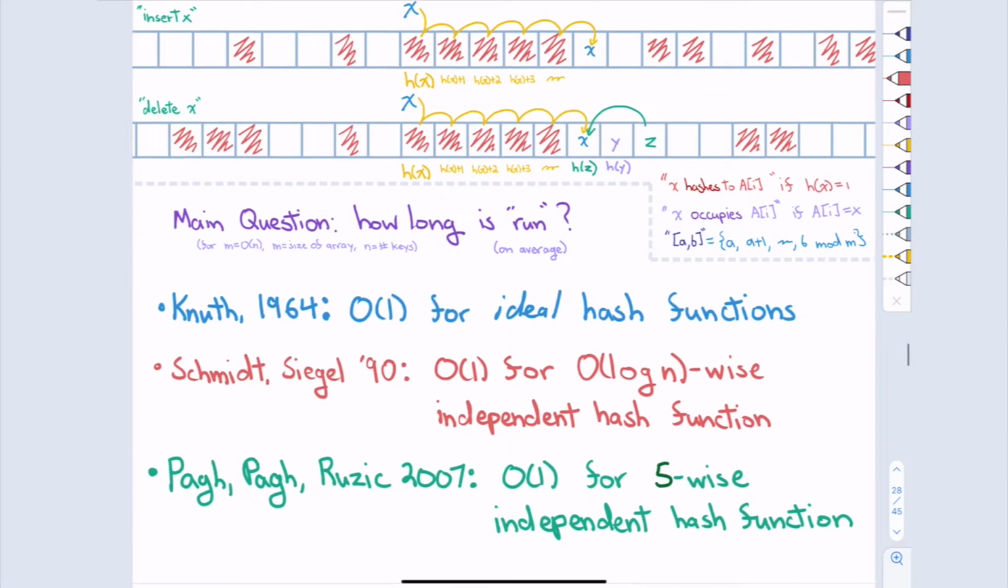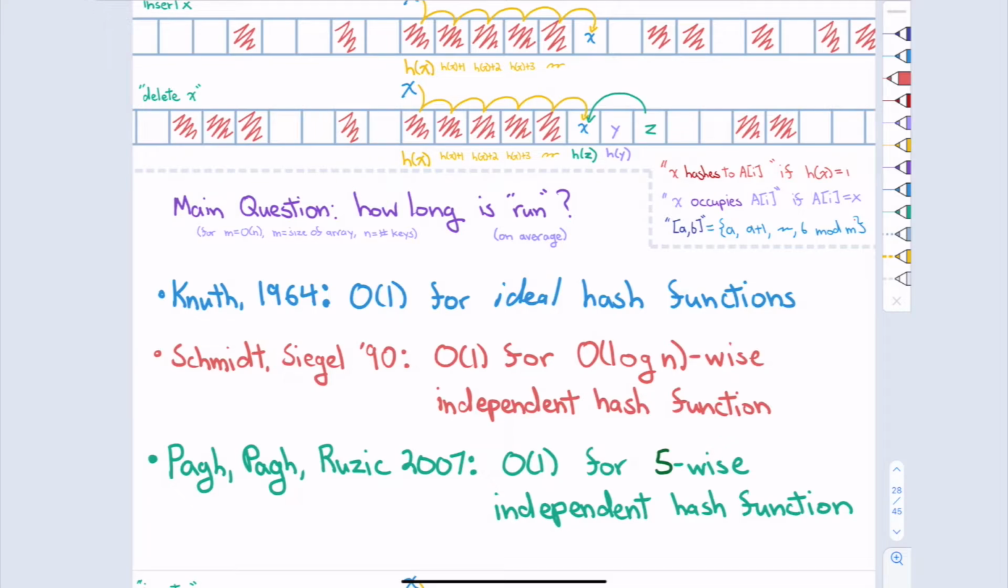But then even more dramatic and relatively recent, it was shown that for just 5-wise independent hash functions, we can get constant time performance. Okay, so it's pretty remarkable. It's always amazing when there's a problem that's open for like 40 some odd years before it gets resolved. A follow-up paper showed that if you have 4-wise independent hash functions, it won't work. So 5 is actually the right answer. And that's what we're going to try to prove today.